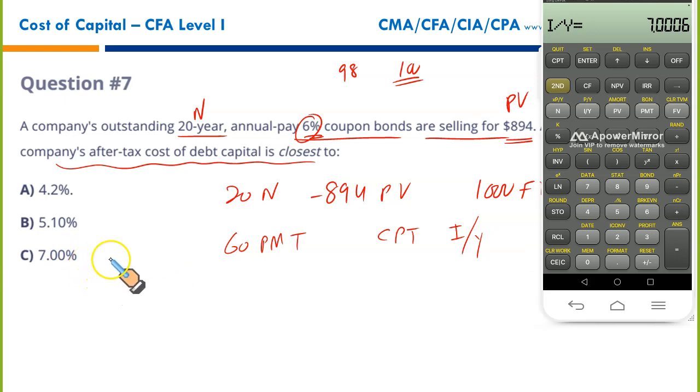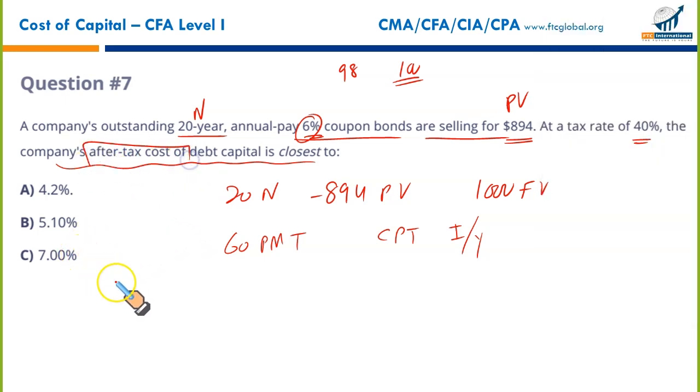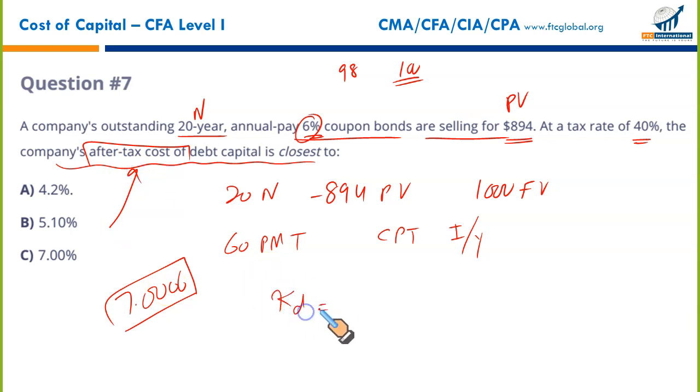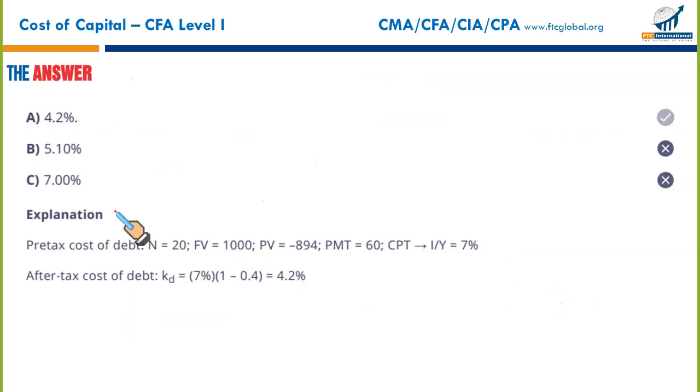But since this needs to be given after tax, 7.0006 is your result, but this is the pre-tax cost of debt. Since the question explicitly says after-tax cost of debt, it's a simple thing. After-tax cost of debt is 7.00 multiplied by 1 minus the tax rate, that is 40%. So it's 7 times 0.6, which is 4.2. So that makes A the correct option, and A it is.